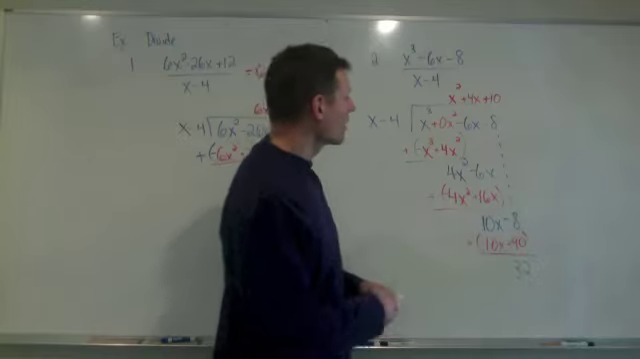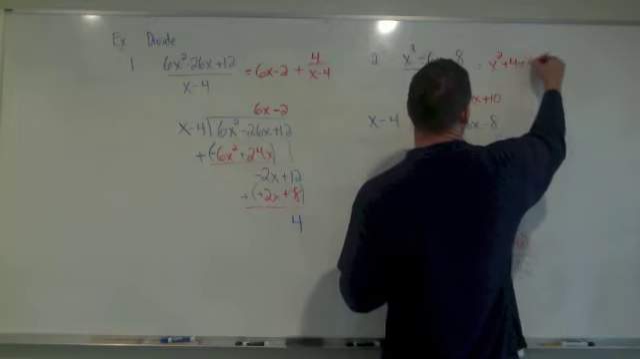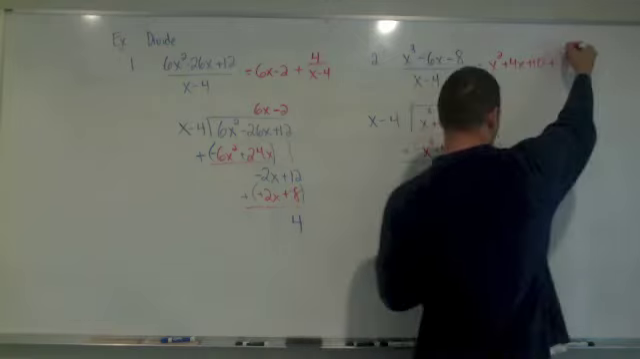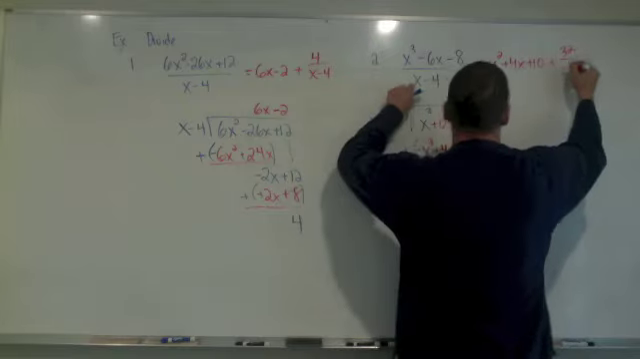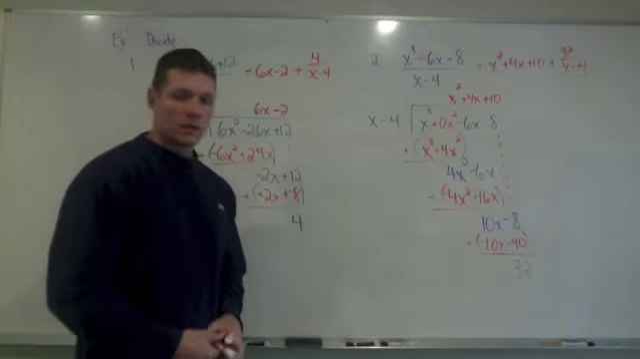So the overall answer will be x squared plus 4x plus 10 plus, what's my remainder? 32 divided by my divisor, x minus 4. Okay? So there we go.